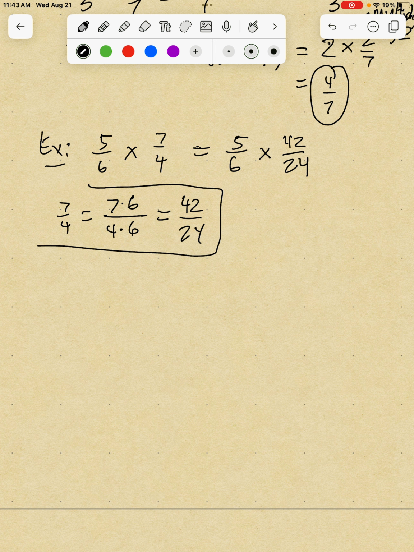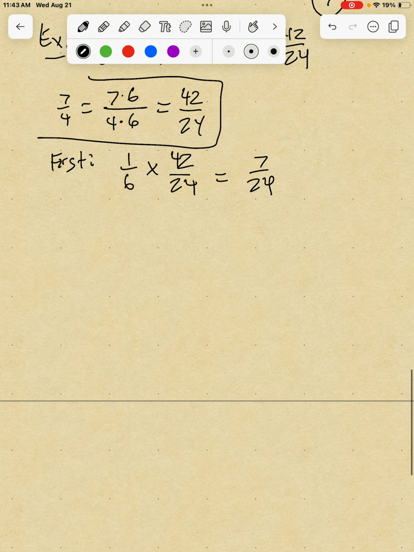And now to do that, first, just forget the 5, right? Pretend it's a 1. We have 1/6 times 42 24ths, and this is 7 24ths, because 42 divided by 6 is 7. And now the next thing we do is we multiply the result by 5. And that gives us 35 24ths.